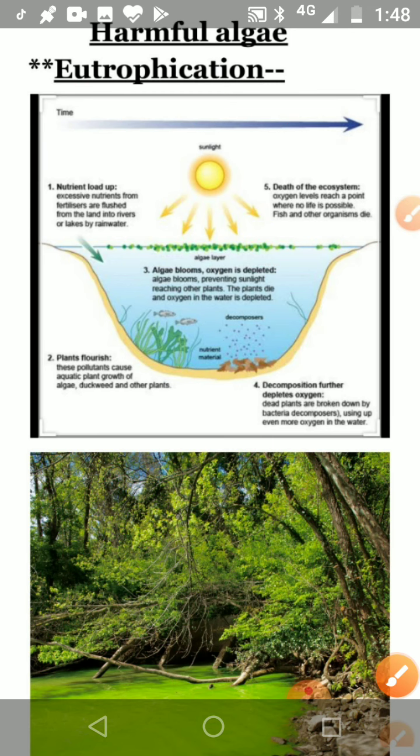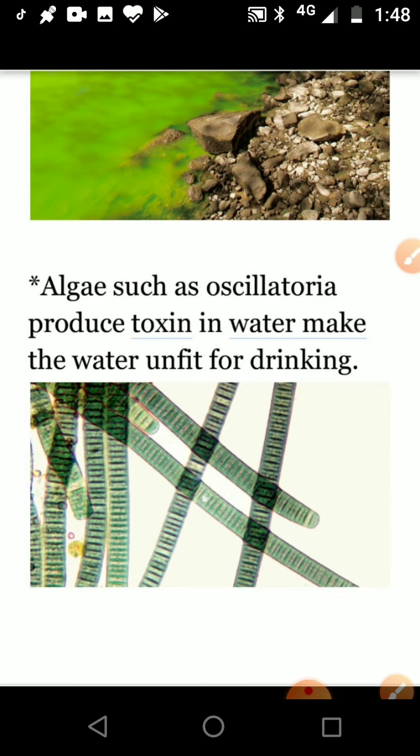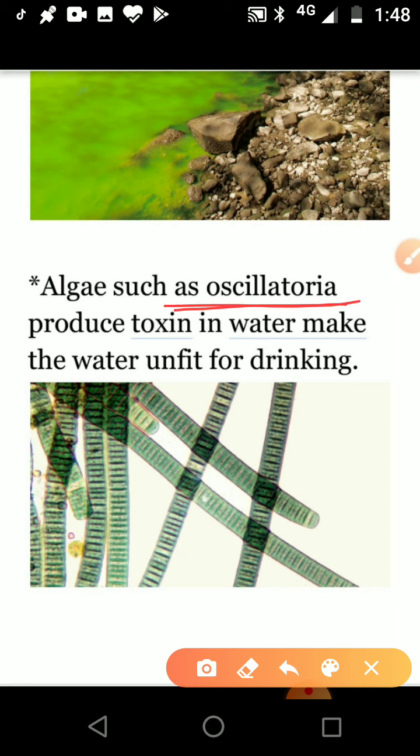As you can see in this picture, this is algal bloom. Now another harmful effect of algae is that there is one alga called oscillatoria. This oscillatoria produces toxins in water and makes water unfit for drinking. That means oscillatoria produces a toxin which is a poisonous substance, and the plants which live in the water cannot survive because the water is unfit because of the toxin. So that is the harmful effect of algae.